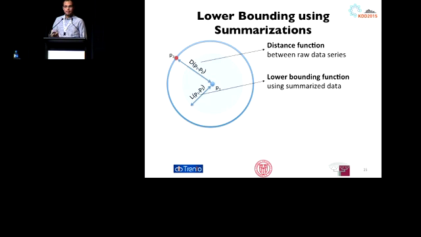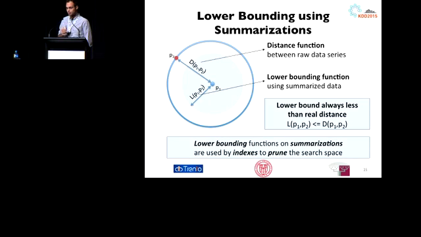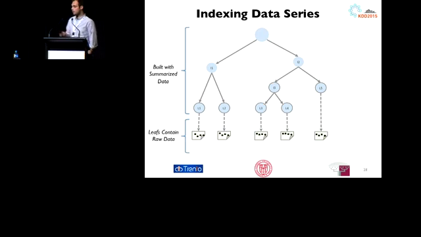Now, using the summarized versions of this data series, we can provide some lower bounds for this distance, which is always less than the real distance. These lower bounding functions are very useful because they are used by indexes in order to prune the search space. So this is how traditional indexes for data series look like.